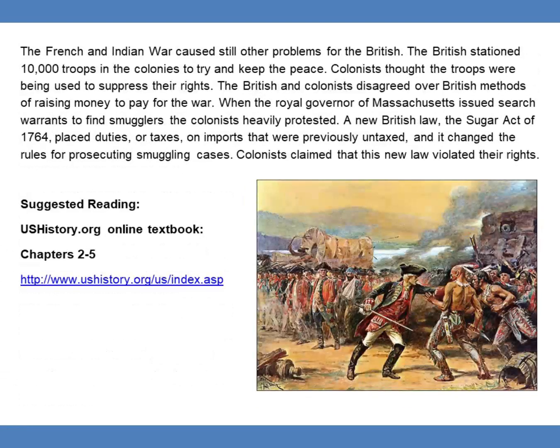The French and Indian War caused still other problems for the British. The British stationed 10,000 troops in the colonies to try and keep the peace. Colonists thought the troops were being used to suppress their rights. The British and colonists disagreed over British methods of raising money to pay for the war. When the royal governor of Massachusetts issued search warrants to find smugglers, the colonists heavily protested. A new British law, the Sugar Act of 1764, placed duties or taxes on imports that were previously untaxed, and it changed the rules for prosecuting smuggling cases. Colonists claimed that this new law violated their rights.